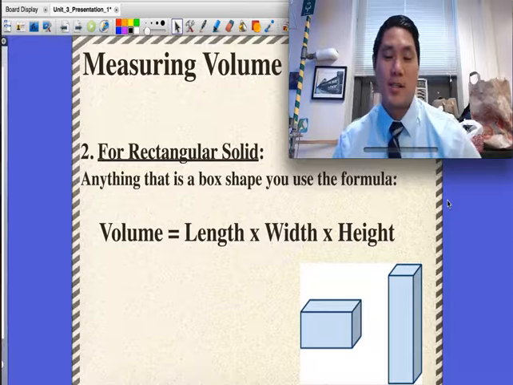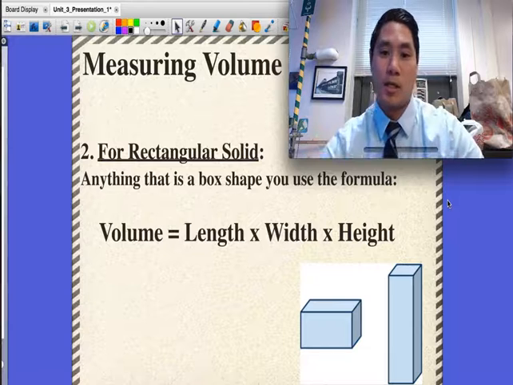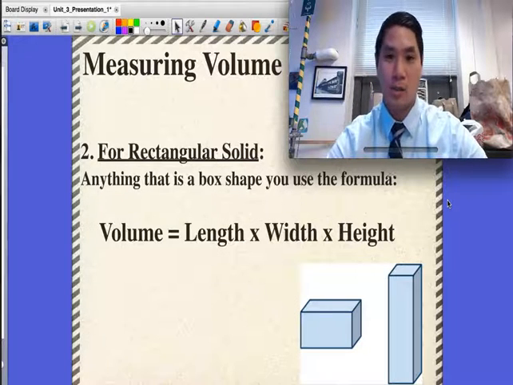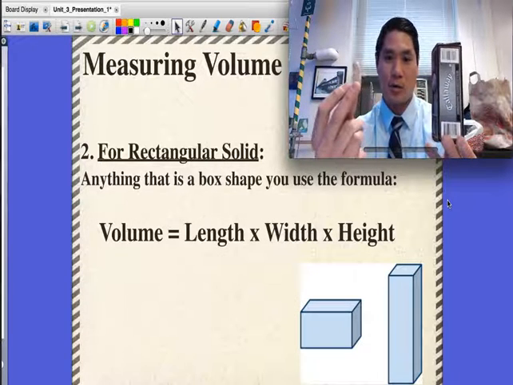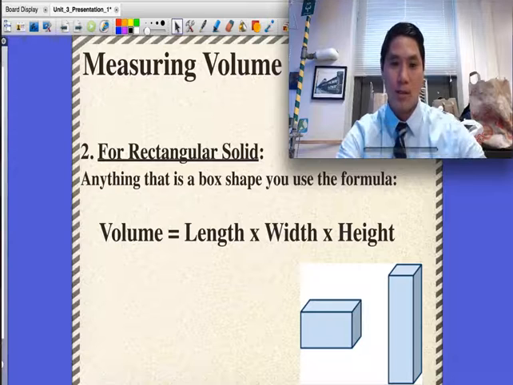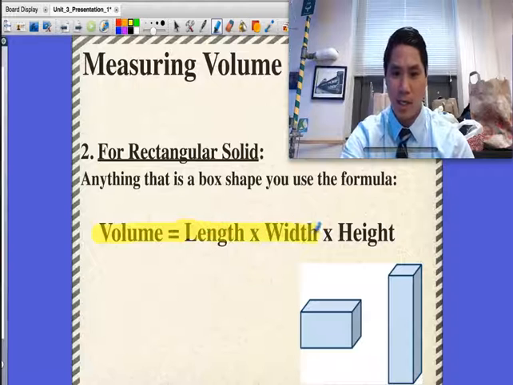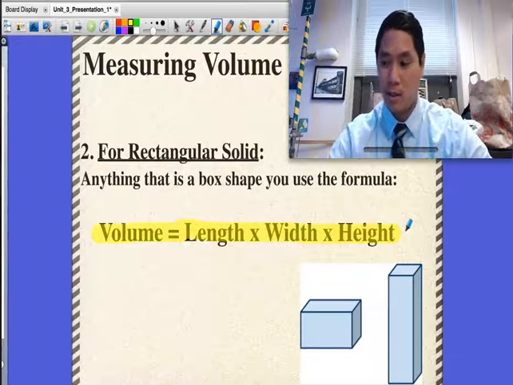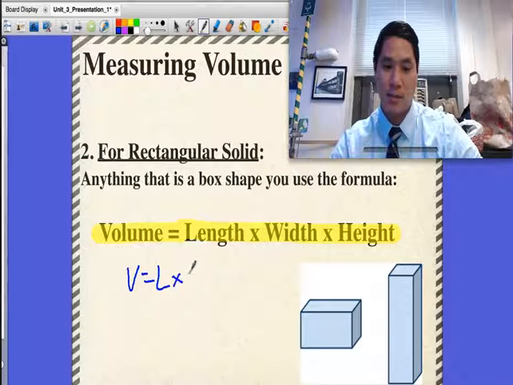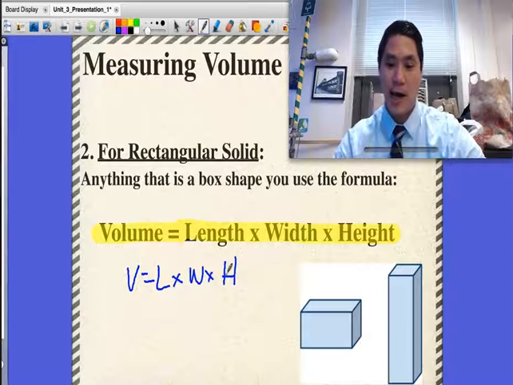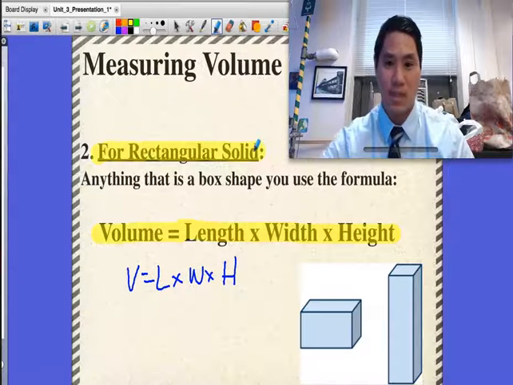All right, so the second way that you can measure volume is dependent on what it looks like. In the first one we talked about liquids, but now let's talk about solids, like these 2 things that I'm holding right here. So one way to do it is through what's called length times width times height. You probably might have learned this in math class already. I always like to write it as a short term, like V equals L times W times H. Now, this only works for rectangular solids. You can't do this for every type of solid item.